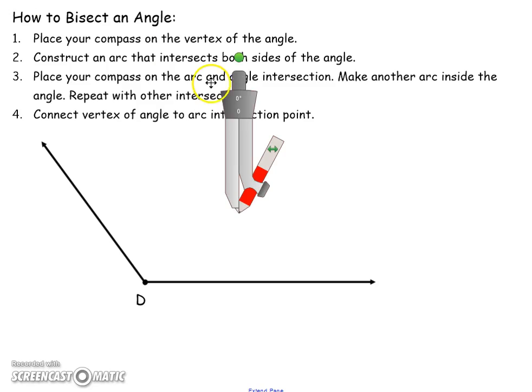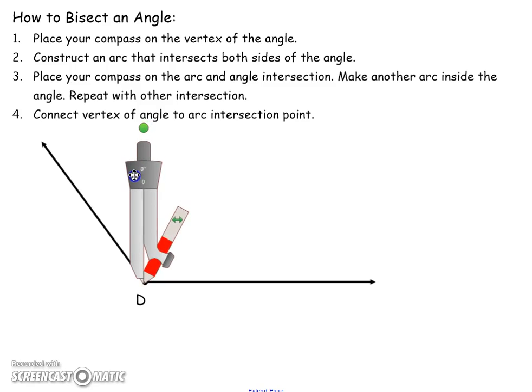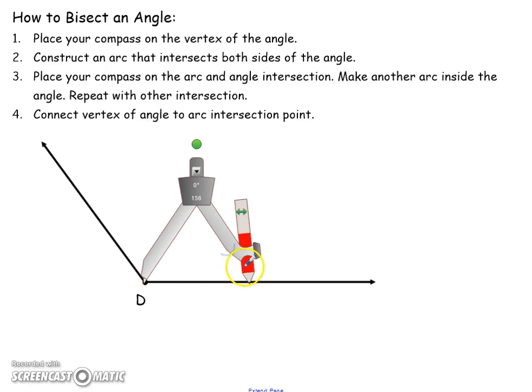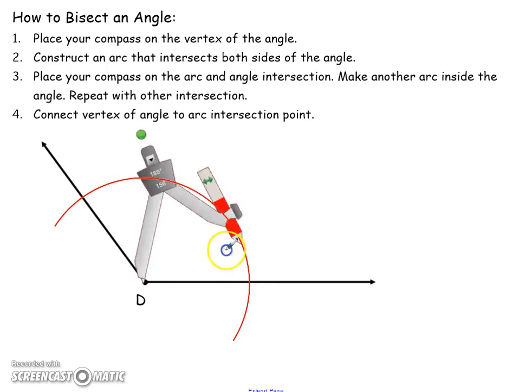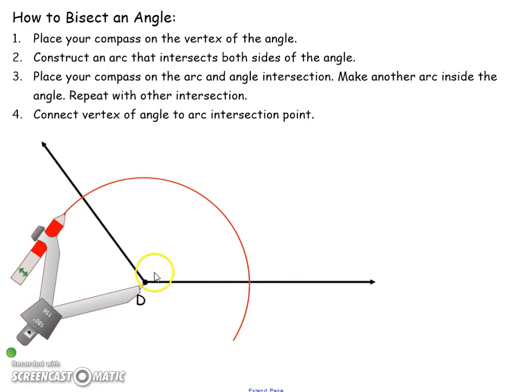Next one is bisecting an angle. So I'm going to take my compass and place it in the vertex of my angle. I'm going to open it to any size that I desire, but I just need to make sure that it's going to hit the angle sides, each of them. I'm going to take that same size compass. I can make it bigger if I want to, but I'm going to place it on the intersection points of the angle sides and the arc.